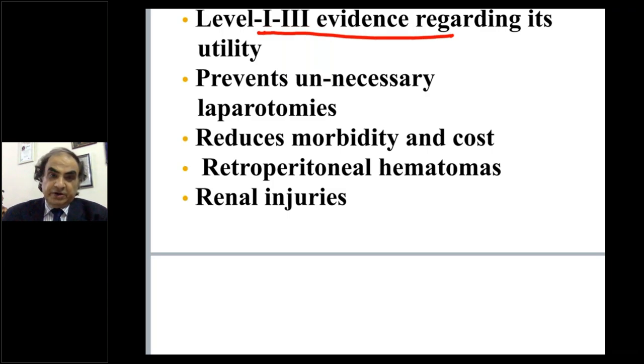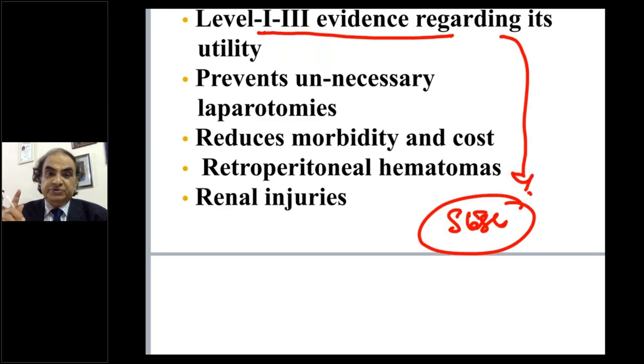But it's very useful if you are dealing with a hemodynamically stable patient. Don't do it in a hemodynamically unstable patient, even in the ICU setting. It's only for hemodynamically stable patients. Please understand that. It's very, very important. Naturally, it can prevent unnecessary laparotomies.